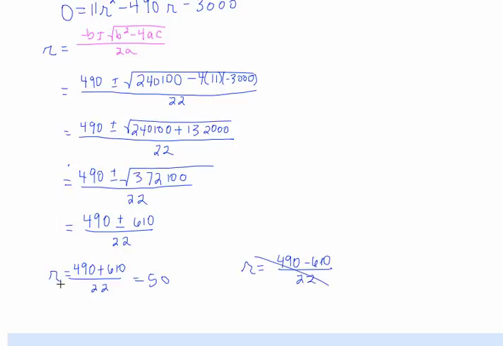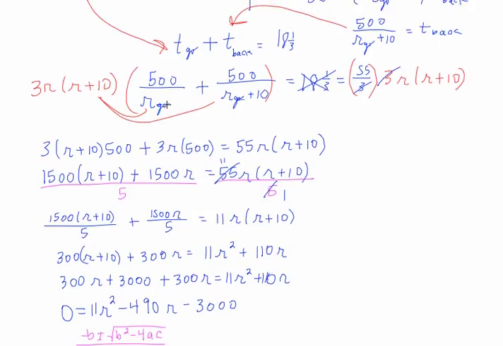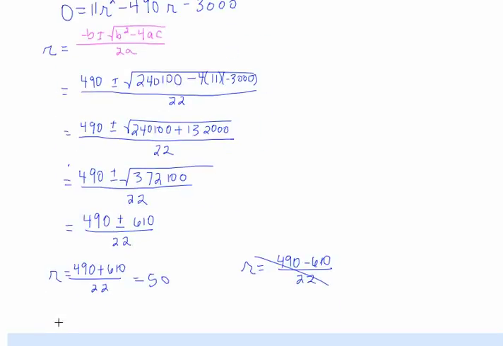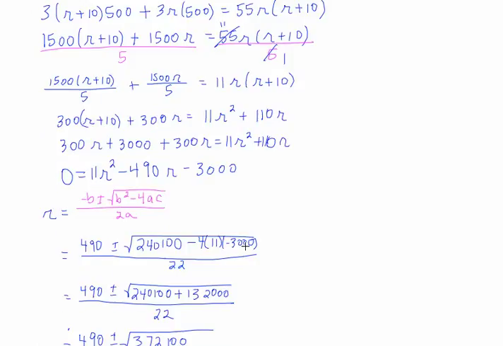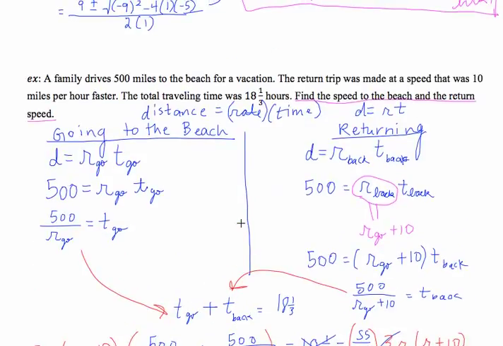So the rate, remember this was r, we had dropped the subscript way back here, but this was the rate at which they went to the beach. So the rate at which they would go to the beach is 50 miles per hour. And that works. We had a rational equation, but 50 won't give us a 0 in either of these denominators, so that's fine.